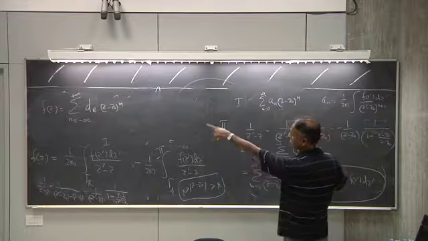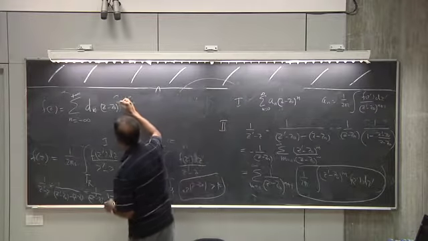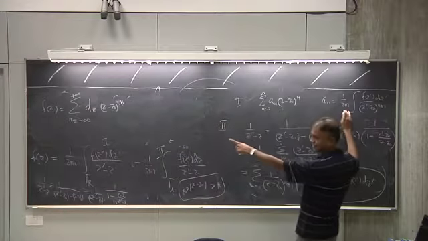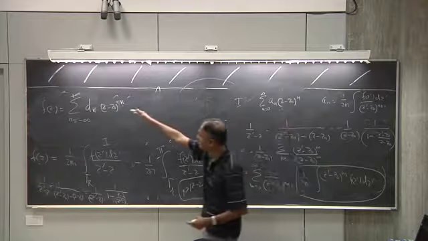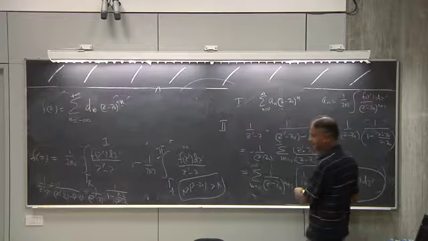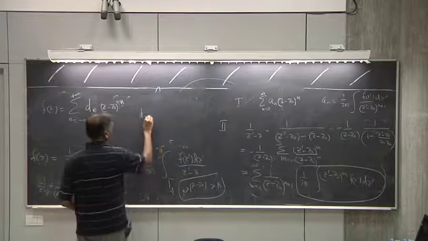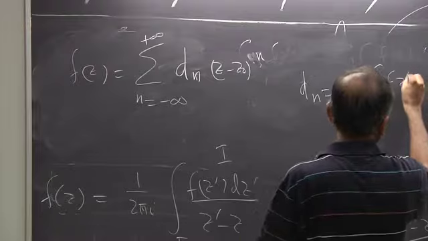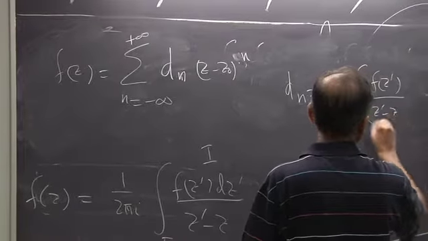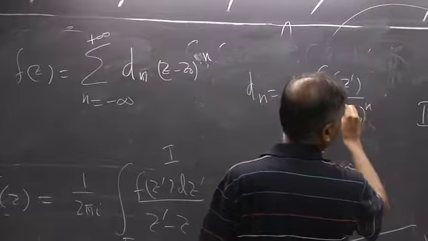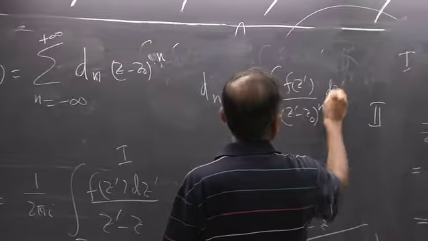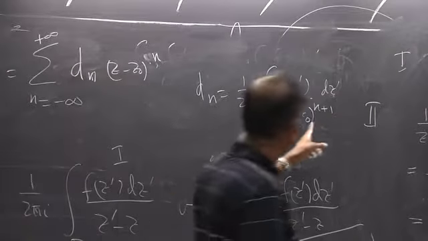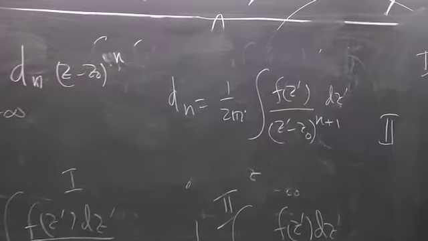So when n is non-negative, so 0, 1, etc., that dn is the same as that. And when n is negative, then it will be given by this. So in fact, there is a general expression for dn, which is simply that expression, the integral of f of z prime over z prime minus z0 to the power of n plus 1, dz prime. This is the general expression, because for n non-negative, it's of course that expression.